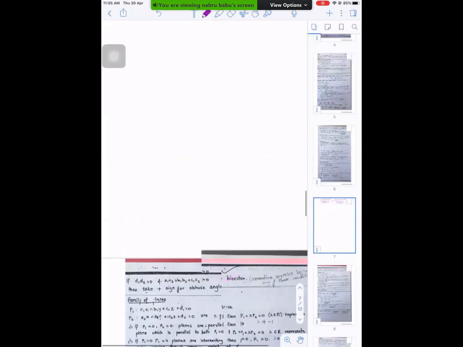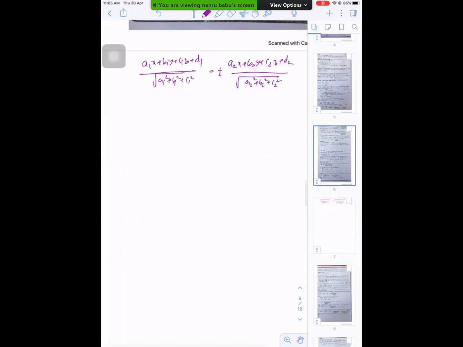And one more thing, the angle bisector containing a point. That result is also the same. If you assume the point alpha, beta, gamma, then to find it, take a1 alpha plus b1 beta plus c1 gamma plus d1 into a2 alpha plus b2 beta plus c2 gamma plus d2. Just find the product of this. If this is greater than 0, this plus sign contains origin. Sorry, contains alpha, beta, gamma.